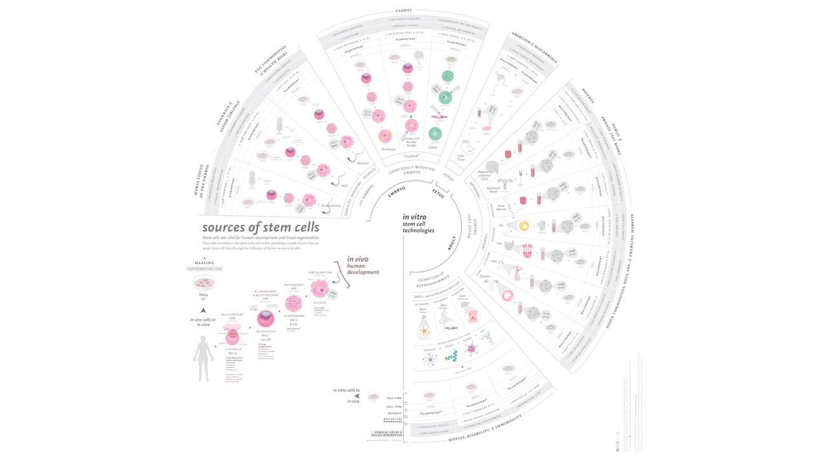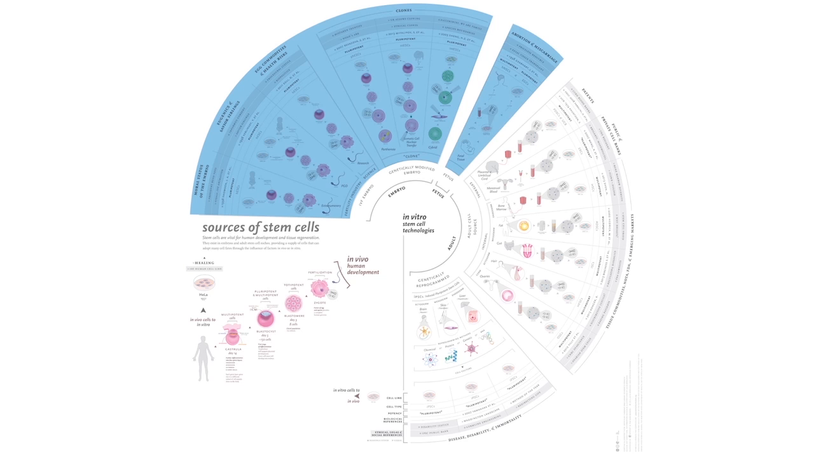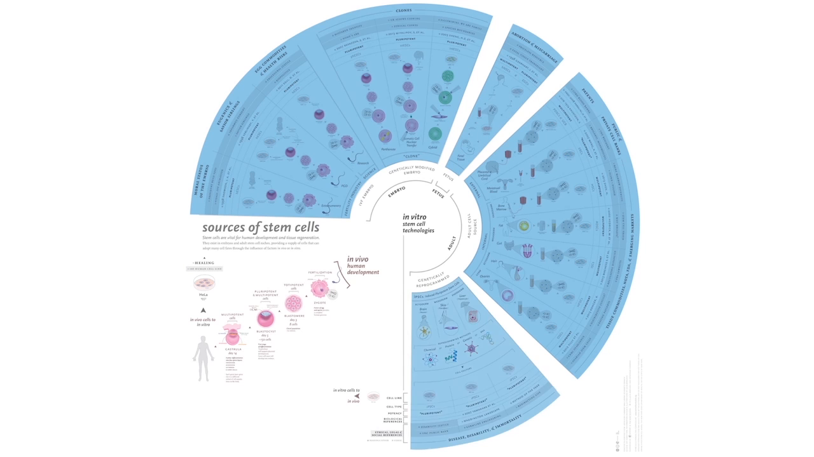The radial nature of the graphic reflects human ontology. As you move clockwise, you see that sources of stem cells can not only be found in the embryo, but also in the fetus and specific tissues in the adult. Furthermore, genetic reprogramming can push adult cells back to their embryonic state, as in the case of induced pluripotent stem cells.